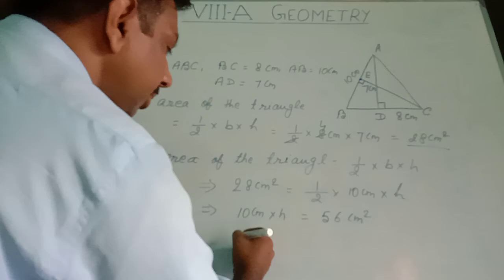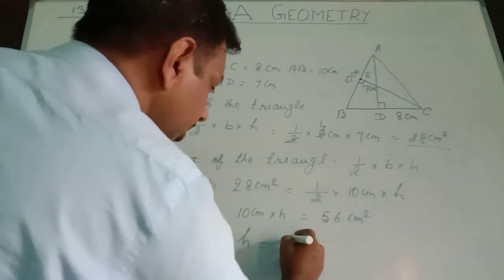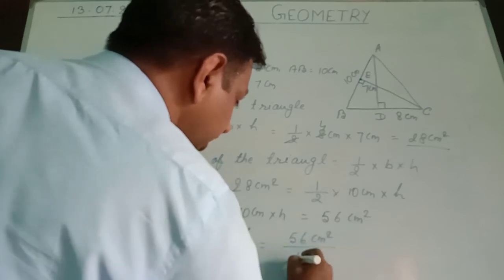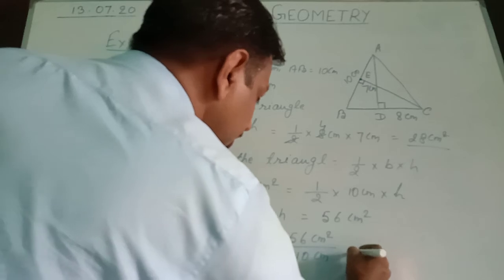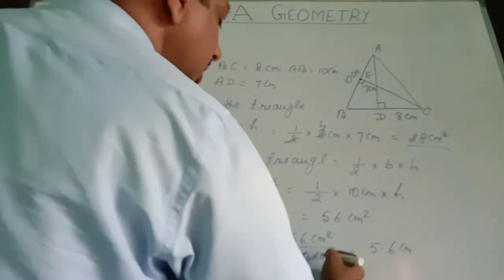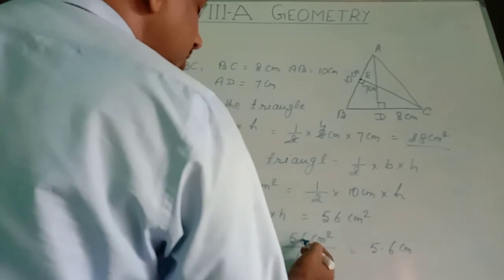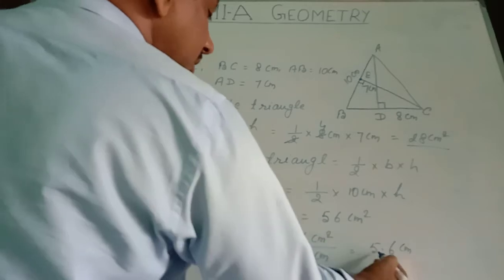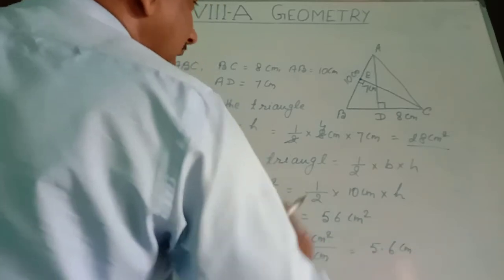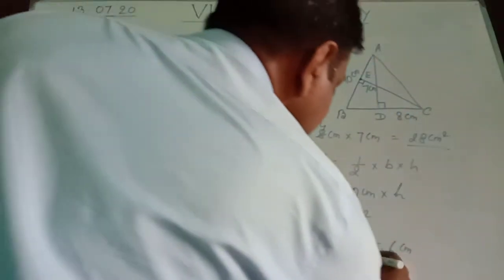28 into 2 equal to 56 centimeter square, implies that H equal to 56 centimeter square by 10 centimeter. This centimeter, this square cancel, only centimeter will be left, and due to the 10, the decimal will come after one digit. So the answer will be 5.6 centimeter. That is the height corresponding to side AB. This is the second answer.